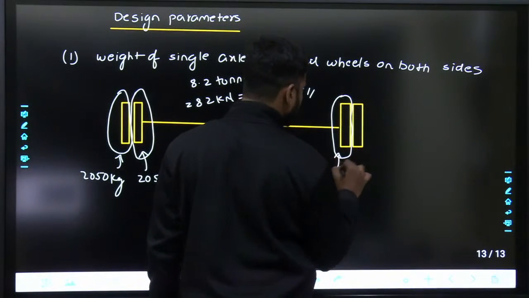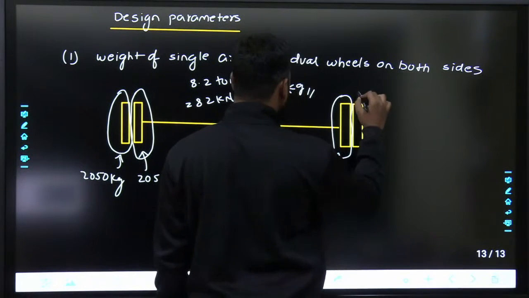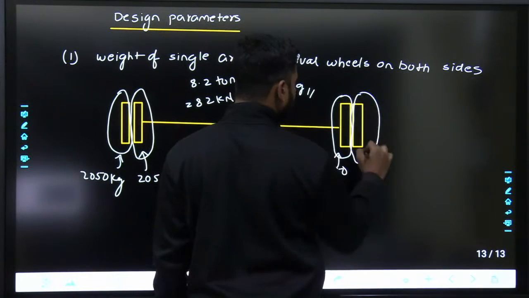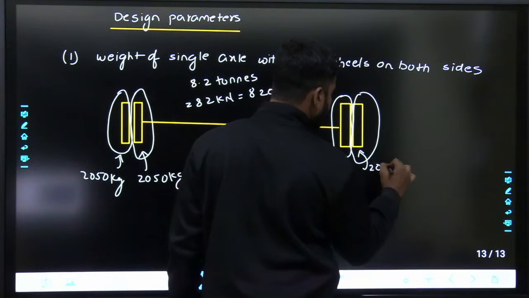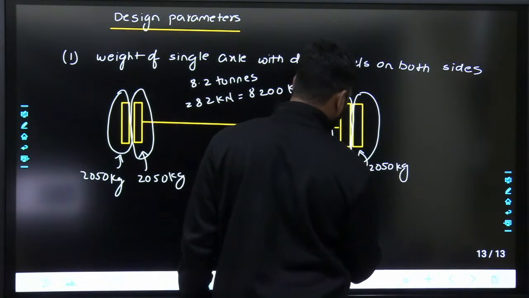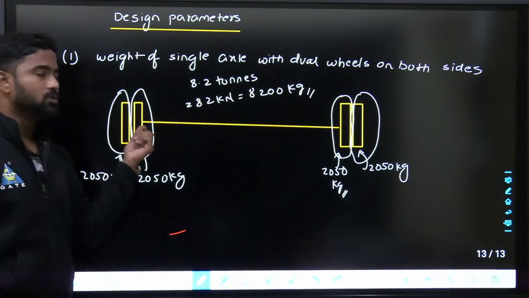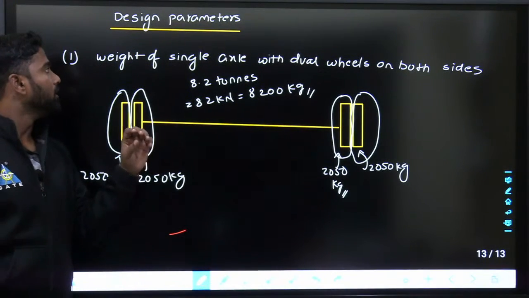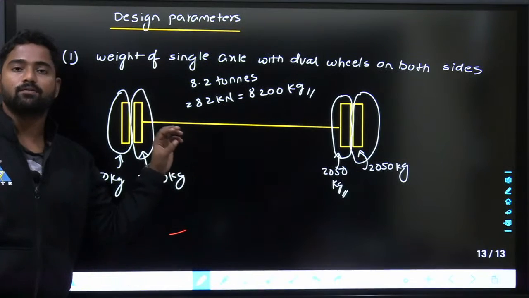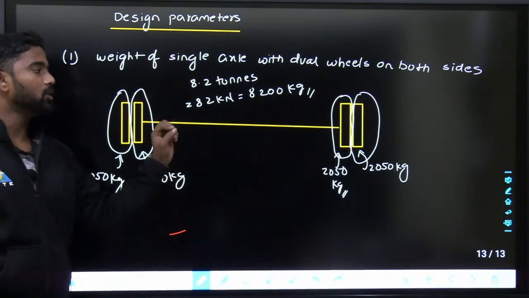This will also be 2050 kgs. Each wheel is of 2050 kgs. You will be considering the weight of each wheel as 2050 kgs, so that your design would be both economical and strength will also be there.